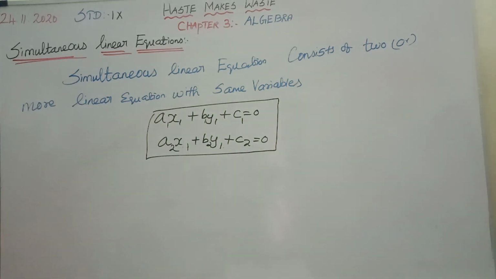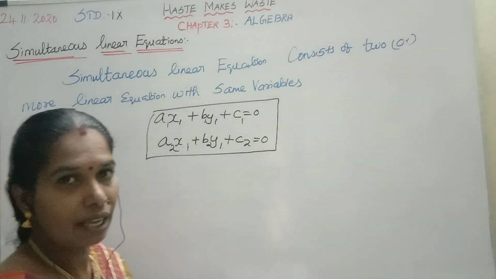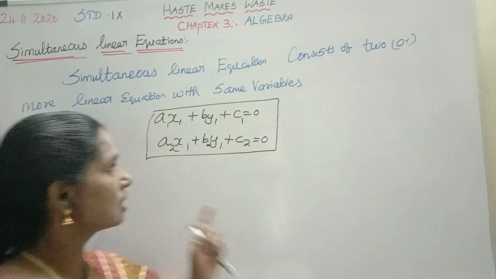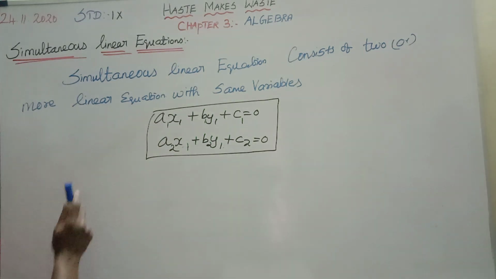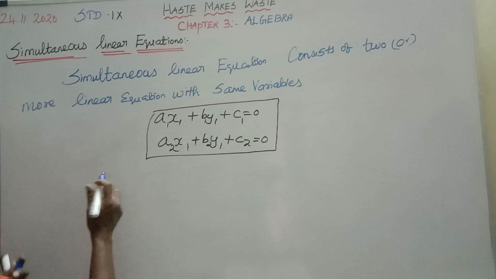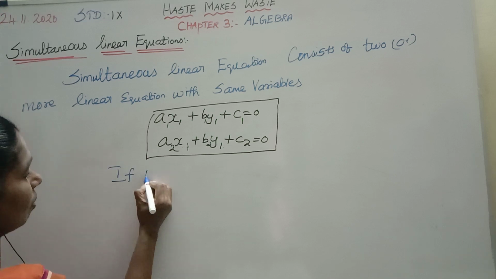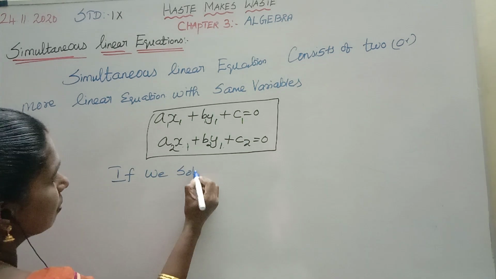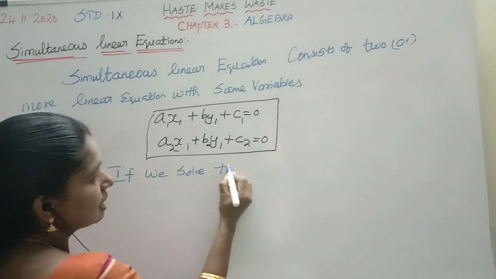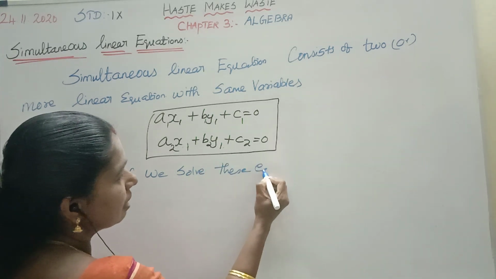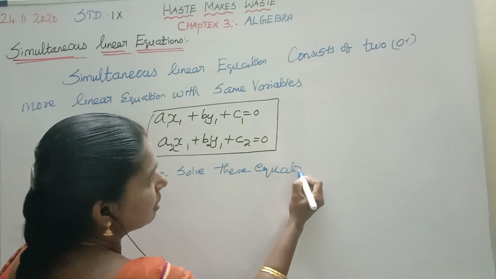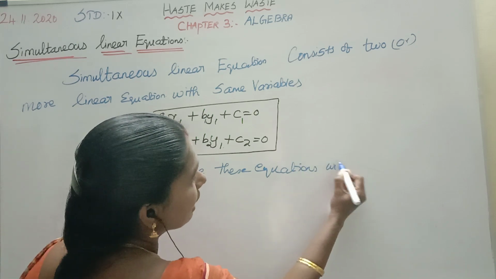Okay. Then next point is, if we solve these two equations, that is, in the form of the simultaneous linear equation, if we solve these simultaneous equations, we will get an ordered pair.